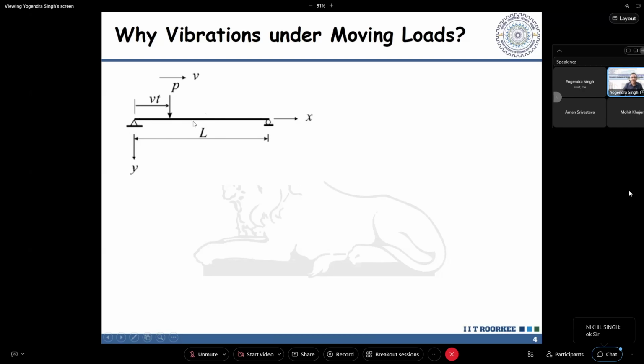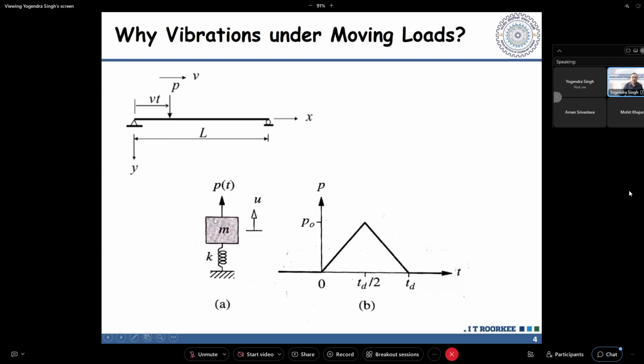So the effect of this load at any point is like an impulse, which is increasing, reaching the maximum value, which is equal to P, and then decreasing. So the behavior is very similar to the single degree of freedom system, which we all are familiar with. A spring and mass system is subjected to a time varying load P(t), and the variation of this P(t) is something like this. So the total duration is given by TD. This TD is the time taken by this load to cross the bridge, starting from the left point, going towards the right point. This will be capital L divided by V, the length of the bridge divided by the velocity of movement of the single load. So TD is L by V, and at TD by 2, in the middle, the effect will be maximum.